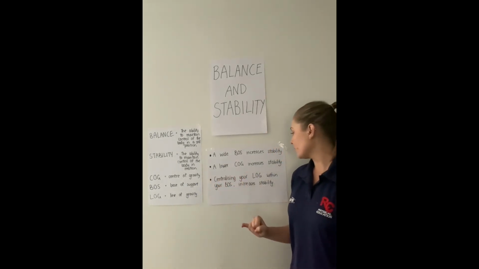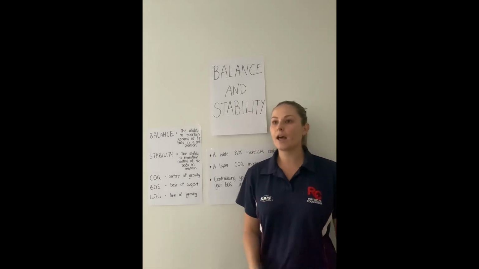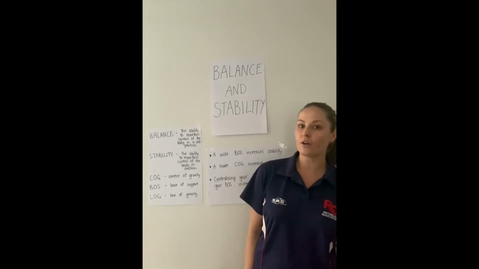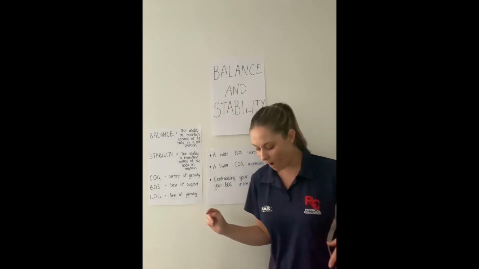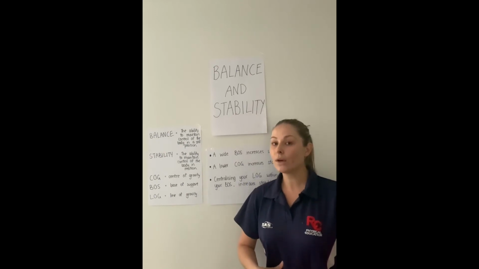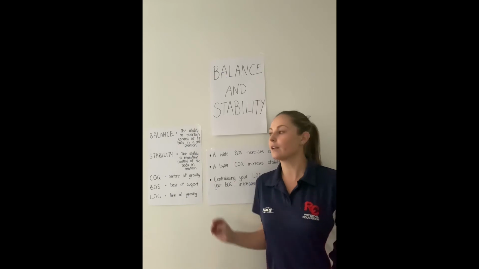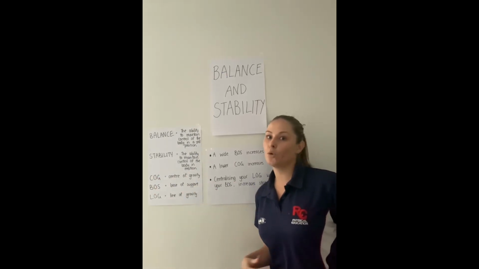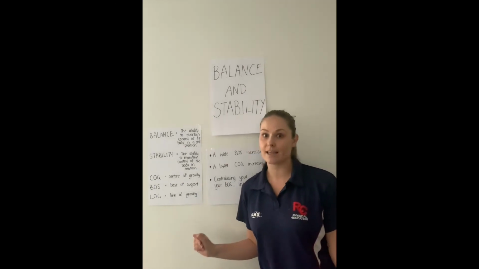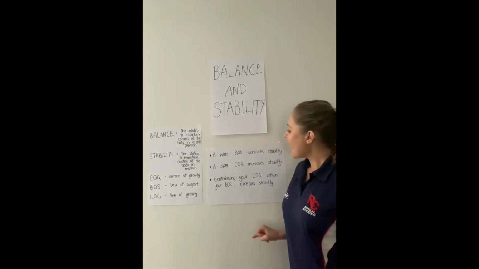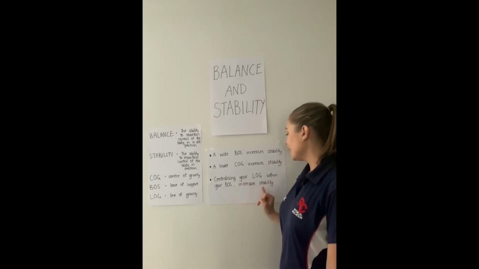A lower center of gravity increases stability. As opposed to me standing up tall, if someone came and knocked me over, I'm more likely to fall over. Whereas if I bent my knees and lowered my center of gravity, I've automatically become a lot more stable. Then if someone was to come knock me over, I'm more likely to refrain from falling. I can counteract that movement. And then centralizing your line of gravity within your base of support increases stability.